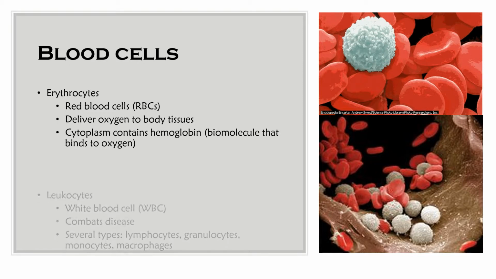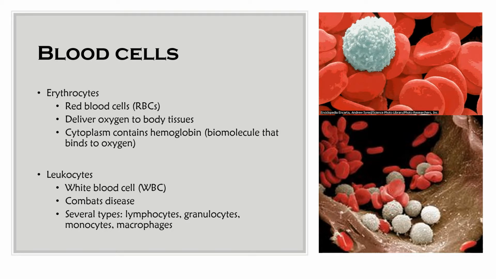The other type of blood cell is a leukocyte. These are your white blood cells that combat disease. There are several types that we'll probably get into in another video more in depth. They are your lymphocytes, your granulocytes, monocytes, and your macrophages.